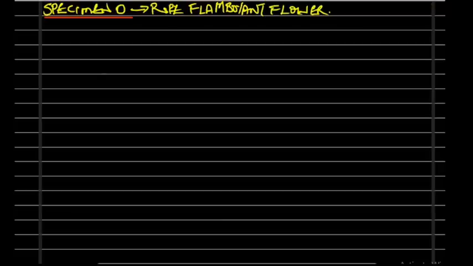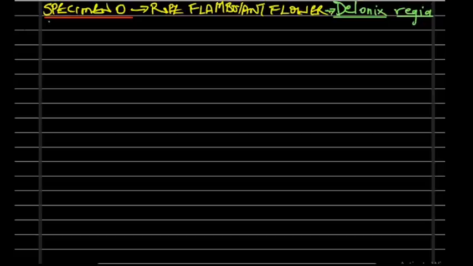Quickly, let us see its classification. But before we do that, let's write out its botanical name. The botanical name is Delonix regia. That is the botanical name, the scientific name for the flamboyant flower. So having said that, let us now look at its classification.